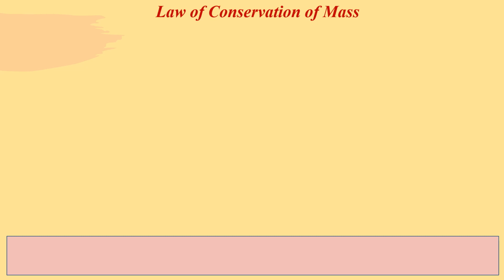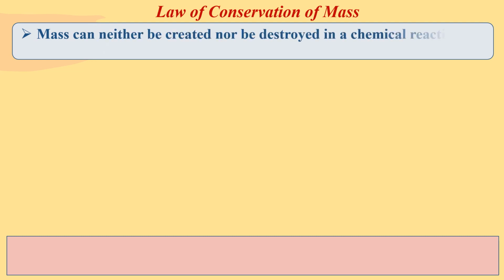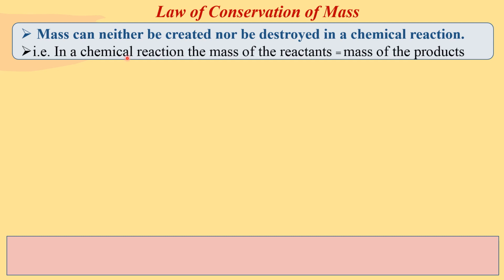For that, let's recall the law of conservation of mass. The law states that mass can neither be created nor be destroyed in a chemical reaction. That is, in a chemical reaction, the mass of the reactants and the mass of the products remains equal. It does not change. Consider case 1 where we have the equation H2 plus O2 gives H2O.